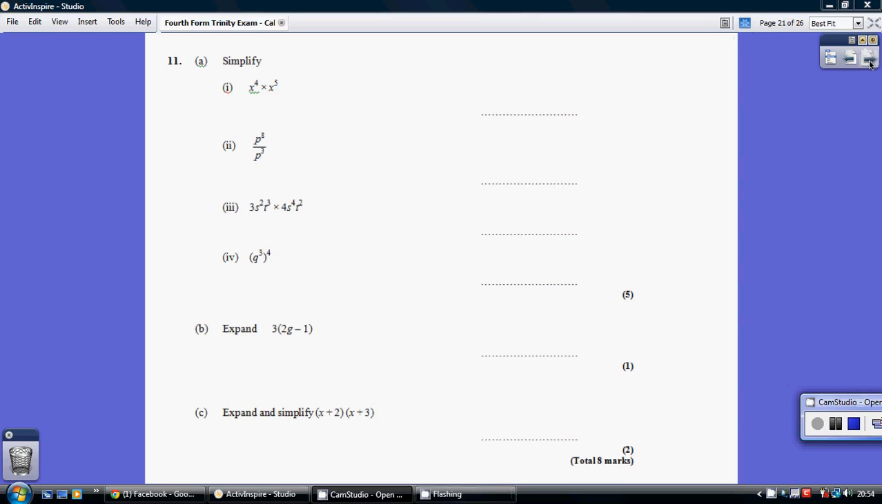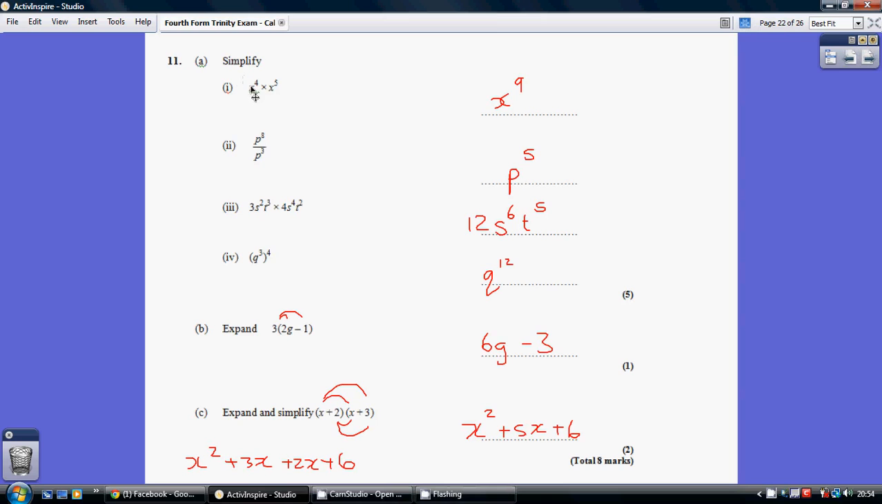Question 11. So remember the index laws. When we're multiplying, we add the powers. 4 and 5 is 9. But when we're dividing, we take away the powers. 8 take away 3 is 5. Now, this is just a whole bunch of stuff being multiplied together.